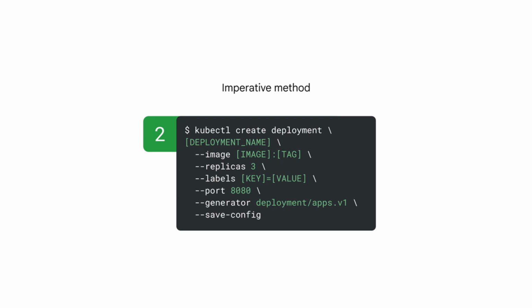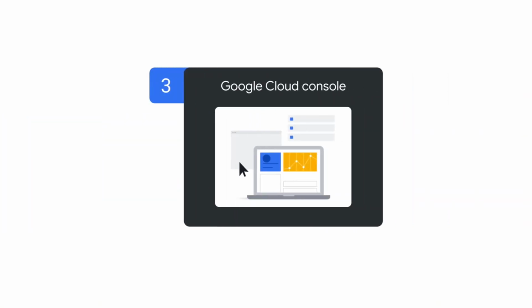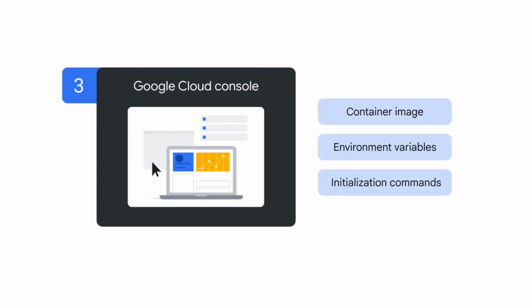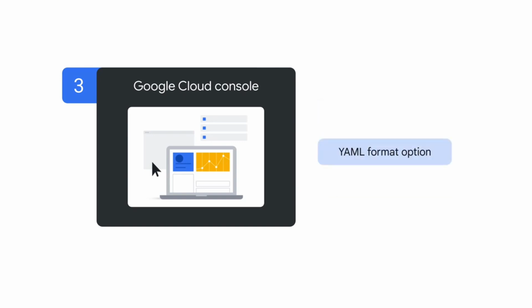If you use the kubectl create deployment command, you need to specify the image and tag to run in the container, how many replicas to launch, which port to expose, which API to use, and whether to save this configuration for future use. Finally, you can create a deployment through the Google Cloud Console. GKE Workloads menu includes an option to create a deployment. With this method, you can include details such as a container image, environment variables, and initialization commands. The Google Cloud Console also gives the option to display the deployment specifications in YAML format.